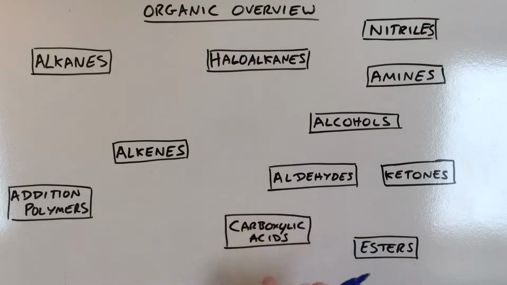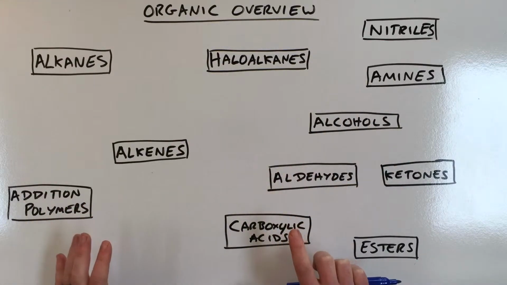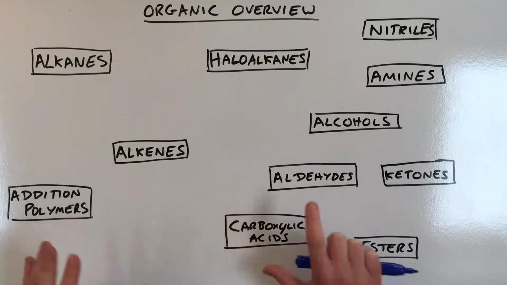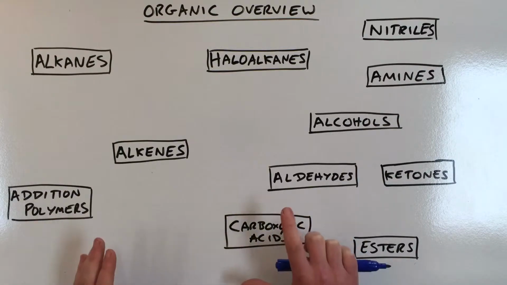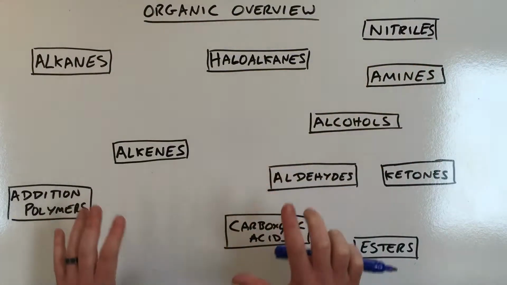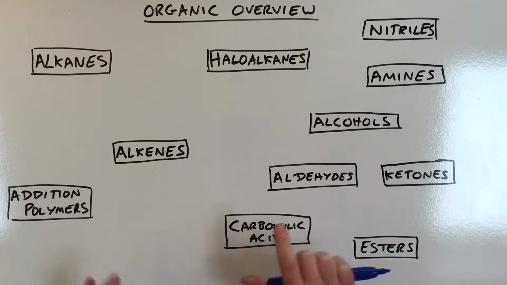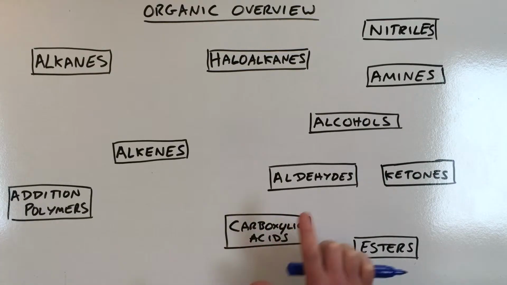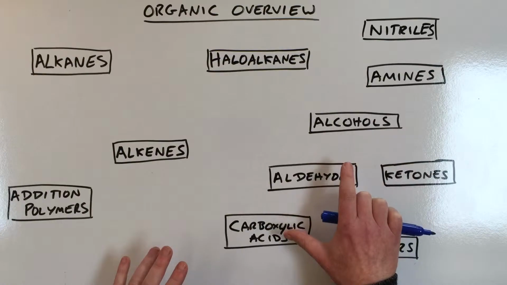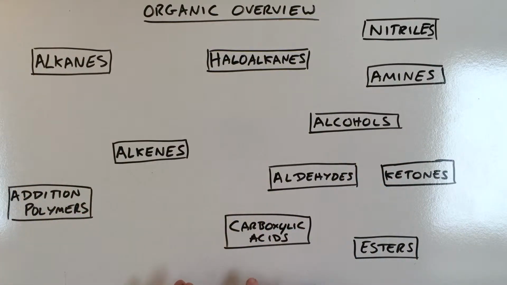So very quickly, I'm gonna run through all the interconversions, okay? Like I said, some of these things you may not need to know for your exam board, like nitriles and amines don't feature in some of the new AS specifications, but you will need to do them at A2 anyway, so there's no harm in learning these now, okay?